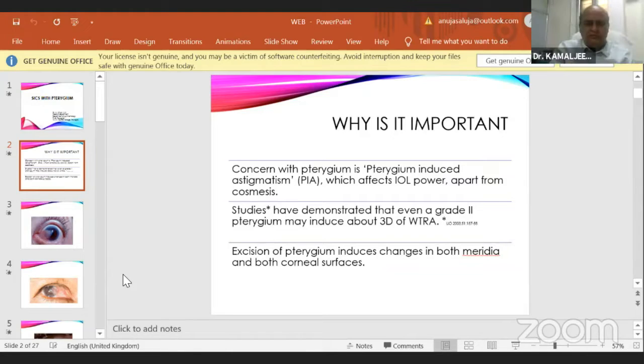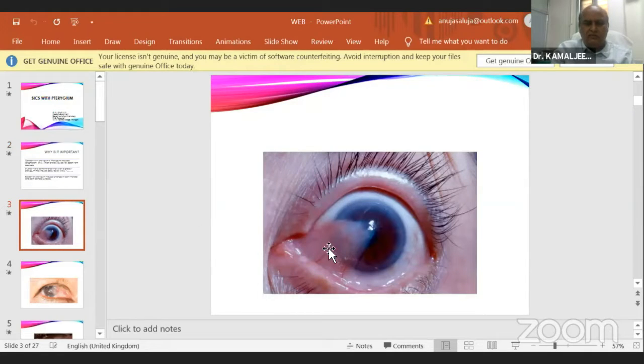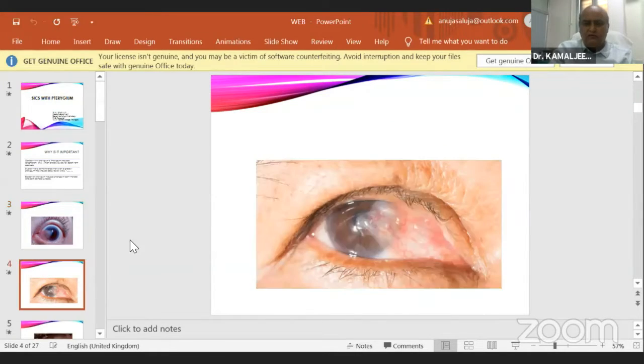Okay, so the studies have demonstrated that even a grade 2 pterygium may lead to 3 diopter with the rule astigmatism, and that causes a real problem. And excision of pterygium induces changes in both meridians. Now this is an advanced pterygium that you can see. This is a big problem, and if it is associated with cataract, it leads to a problem. The astigmatism caused is more, and therefore the power becomes difficult.